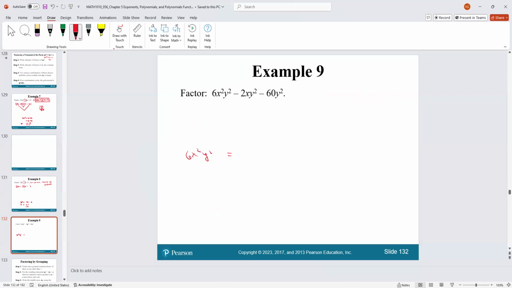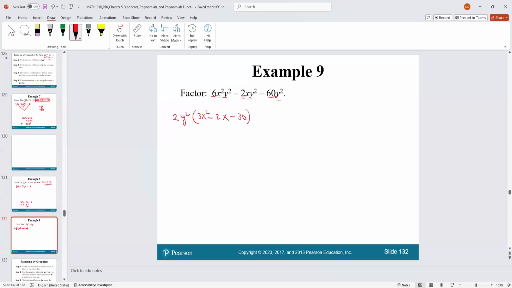First of all, I don't need to do this. Always pay attention to the GCF. I see 6, 2, and 60. What's the common factor? Yes, 2. Now, we see x squared y squared, xy squared, y squared. What's the common factor here? Yes, y squared is the common factor. So if we take out 2y squared, we have 3x squared left here, and negative x, because the 2 is out, right? Negative 2x, minus 30 is this one, right?